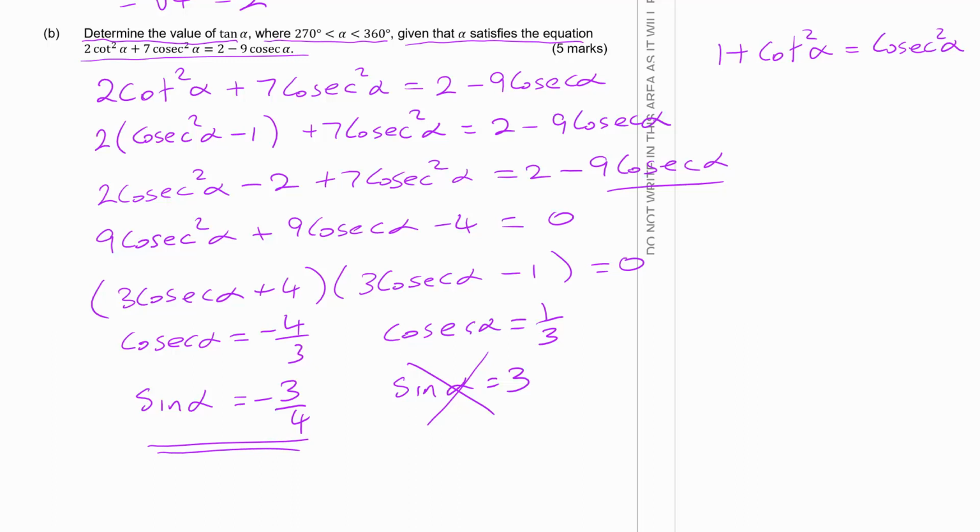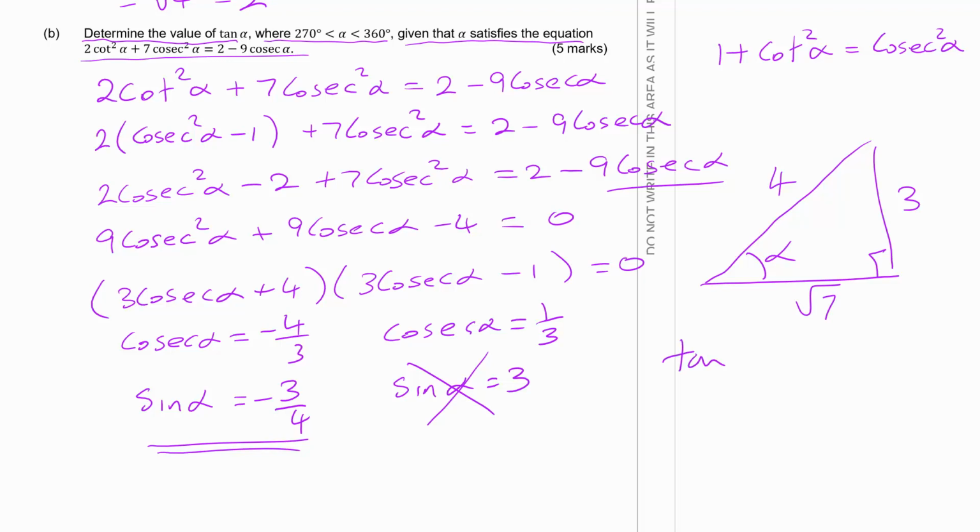Now, given this, we could draw a triangle. And if we call this one alpha, this side is the opposite, which is 3. The hypotenuse would be 4. 16 take away 9 is 7. So this side is root 7.